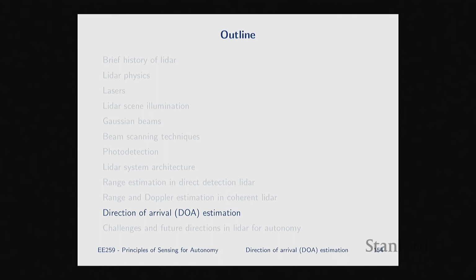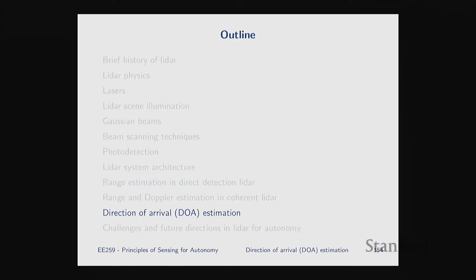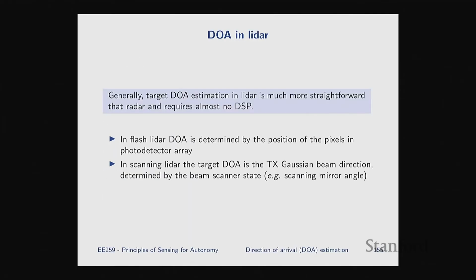So we developed a signal model. We talked about FMCW and PMCW signal processing and waveforms to do range and Doppler estimation. Next topic is direction of arrival, or DOA, estimation for LiDAR. But before we start that, any questions? Okay, so DOA estimation, we have kind of talked about it. It's extremely easy for LiDAR because it requires essentially no DSP, or maybe very minimal DSP.